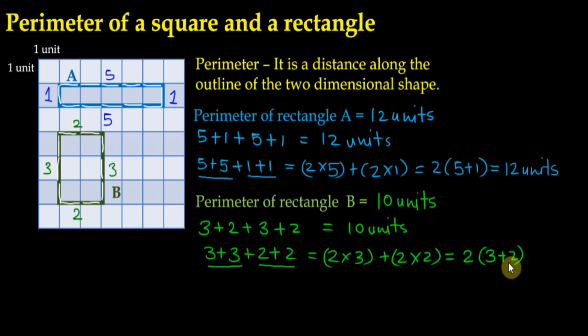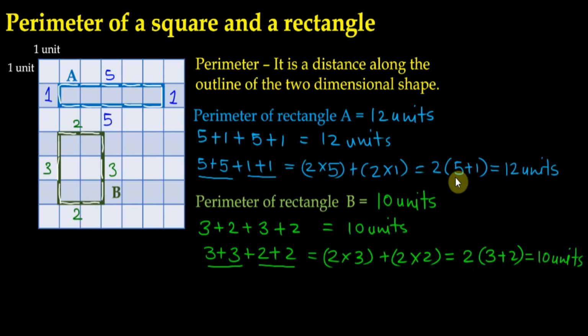So pause the video and check if we get the same answer after solving this expression for the perimeter of rectangle B, that is 10 units. Therefore, we will get 2 times 3 plus 2 is 5. So 2 times 5 is 10 units.